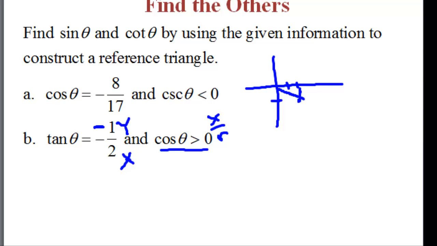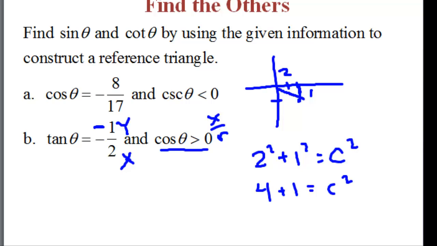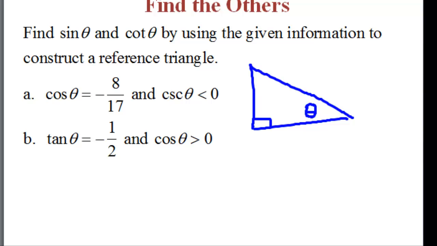Drawing the reference triangle up to the x-axis. So we have 2, 1, and our unknown. We use the Pythagorean theorem again. 2 squared plus 1 squared is equal to c squared. 4 plus 1 is equal to c squared. So c squared, c is root 5. So I'll redraw that. Here's our theta. We had the x value of 2, the y value of 1, and root 5 for the radius.